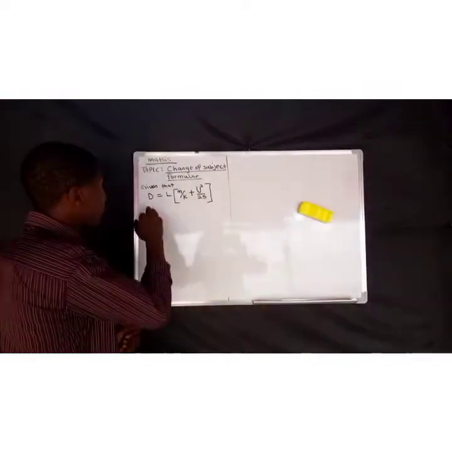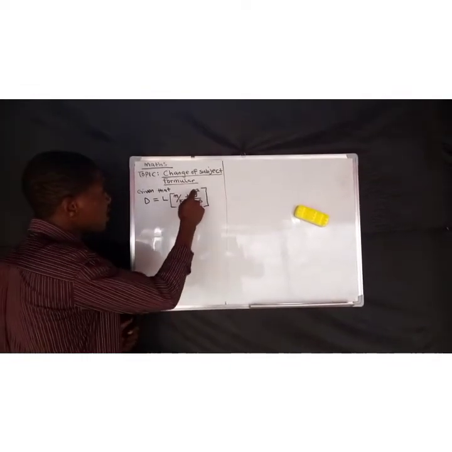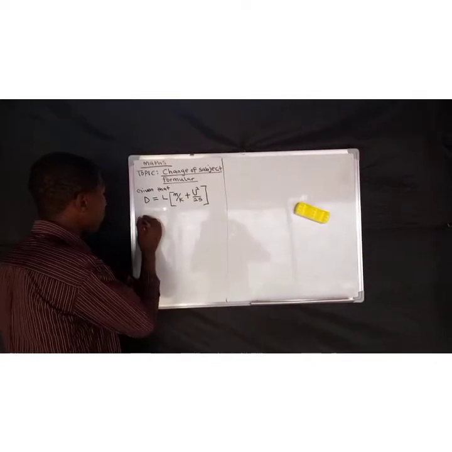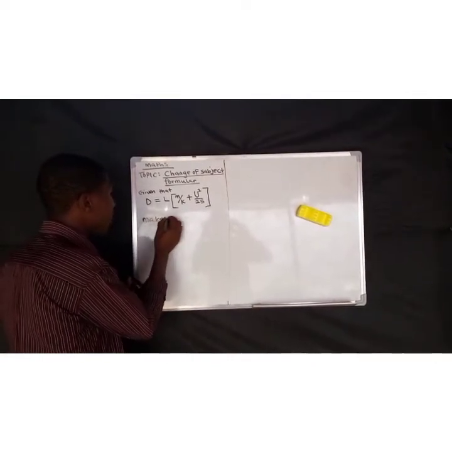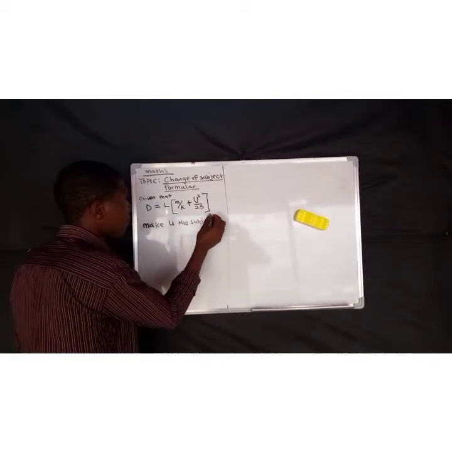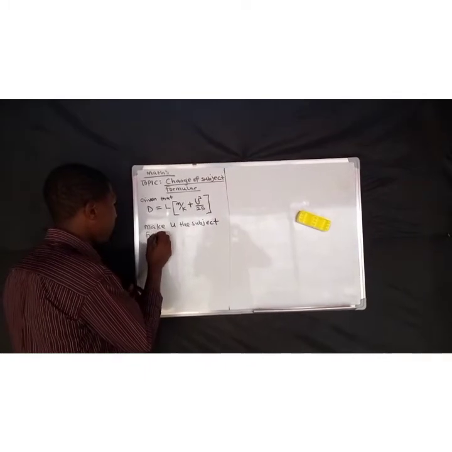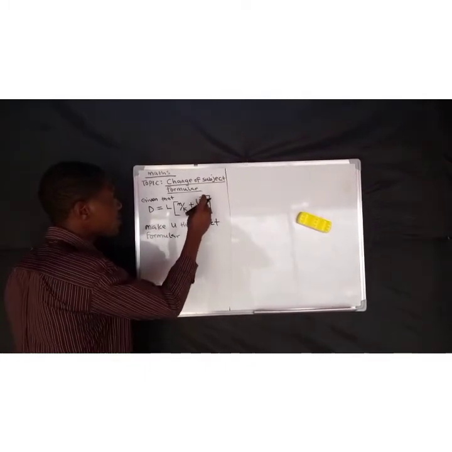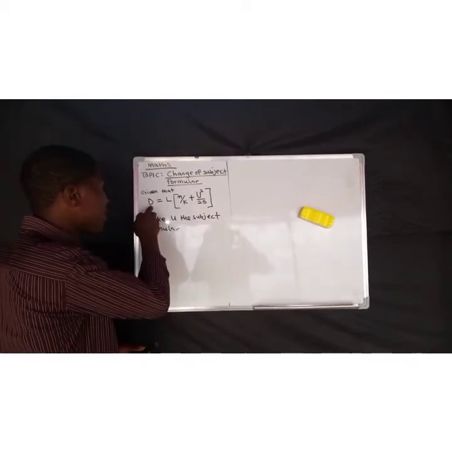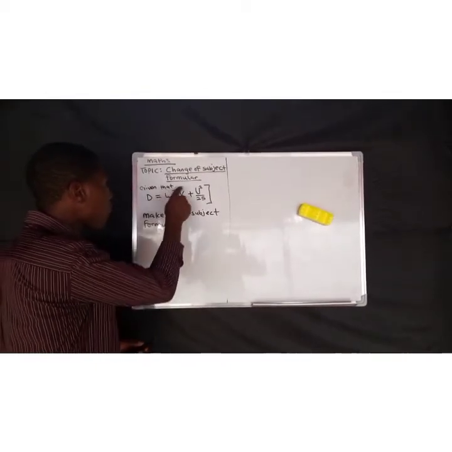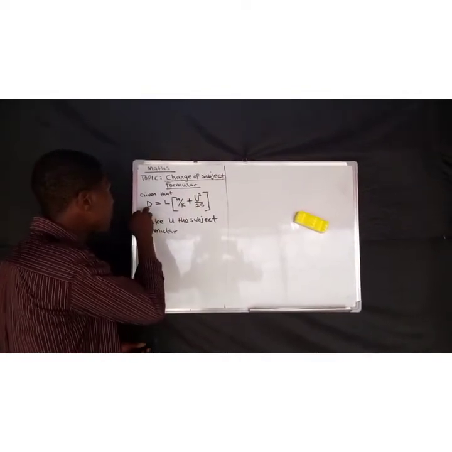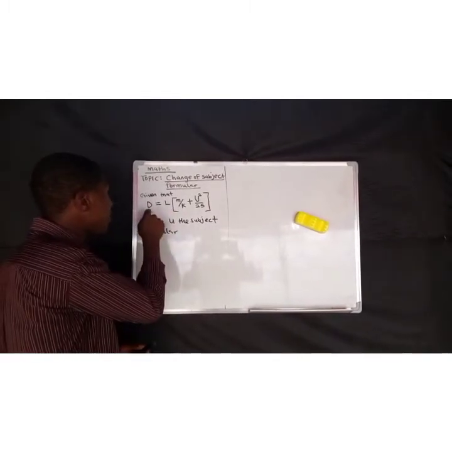So say we should express U, or we should make U the subject of the formula. So we have to make this U the subject. What are they saying? This expression is given as D is equal to L, open bracket, M over K plus U square over 25, close brackets.